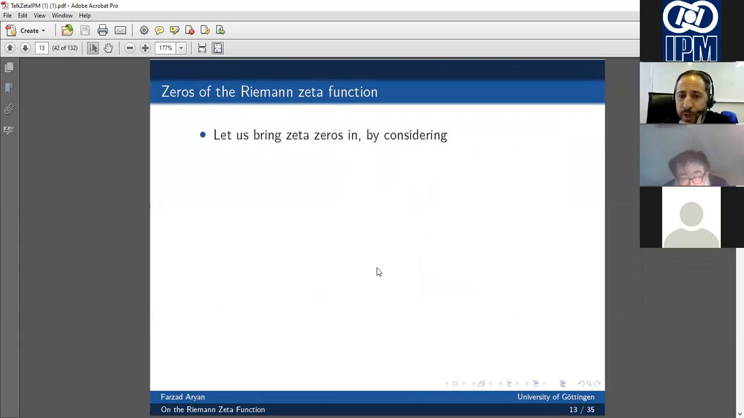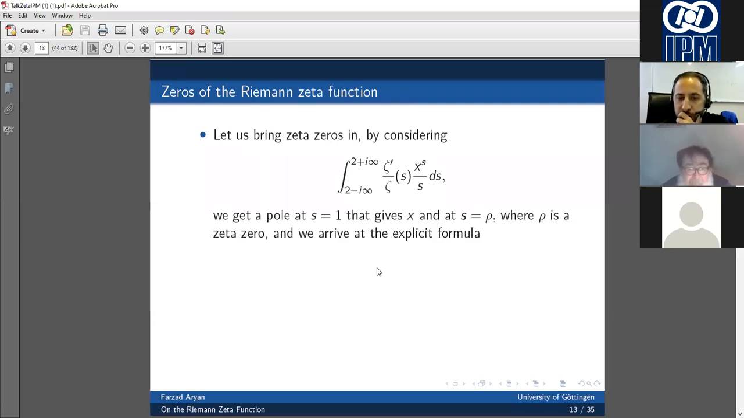And if I want to bring the zeros completely into the picture, connected to the primes, what I do is integrate the logarithmic derivative times x to the power s divided by s, and poles, basically zeros of the zeta, are going to be poles of this function. And I end up with what's called the explicit formula.